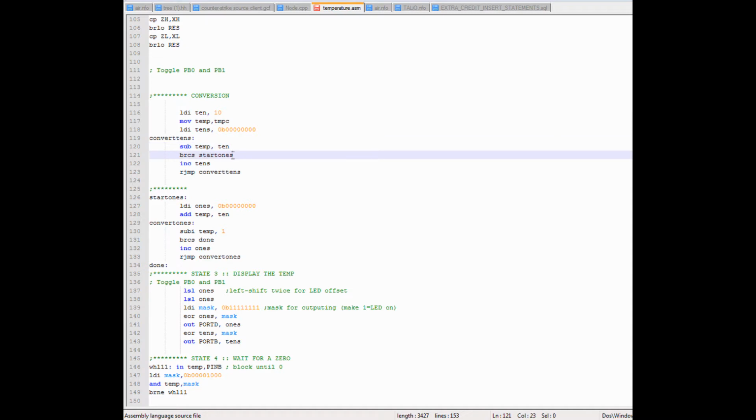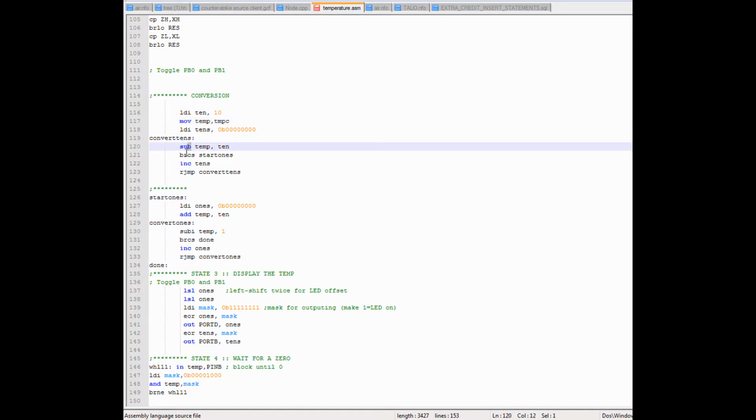If it hit a negative number from this subtraction, it jumps over to the 1's, which basically means it's already taken the number of 10's out that it possibly can. If not, it increments 10's by 1, meaning I had added one more 10's to it, and then jumps back up to convert 10's. So if the temperature is, say, 56, it'll subtract 10 from 56, it'll be 46.